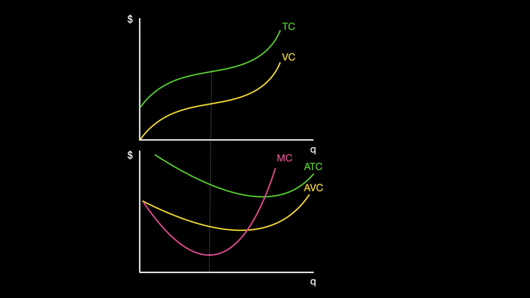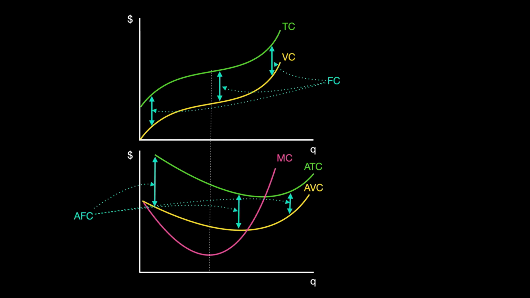Here is what the typical average and marginal cost curves look like. Average fixed cost is the vertical distance between average total cost and average variable cost. This is because average fixed cost is equal to the difference between average total cost and average variable cost. As quantity increases, average fixed cost decreases. This is because fixed cost does not change. As Q increases, you're dividing by more and more in the average fixed cost equation.